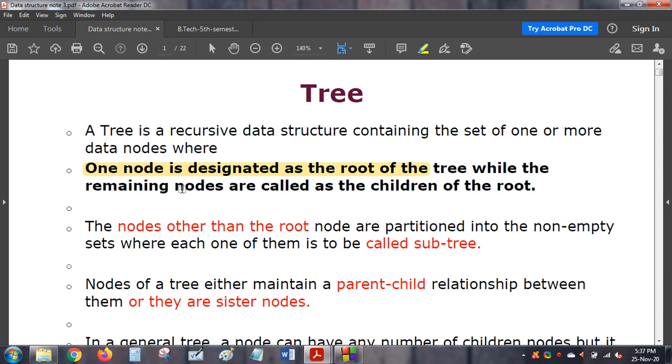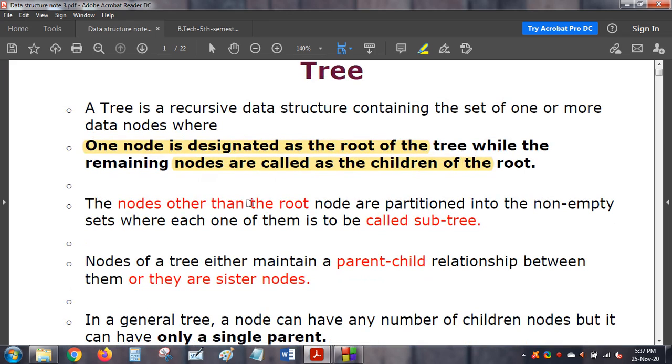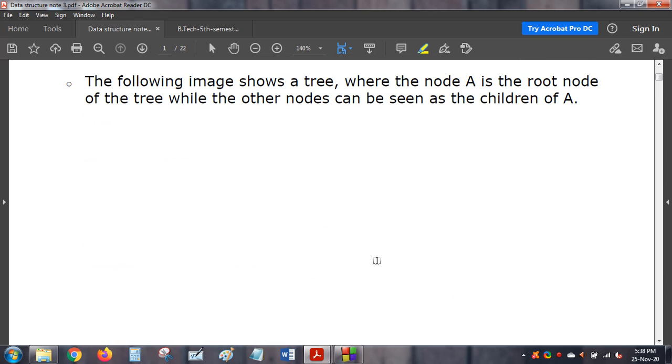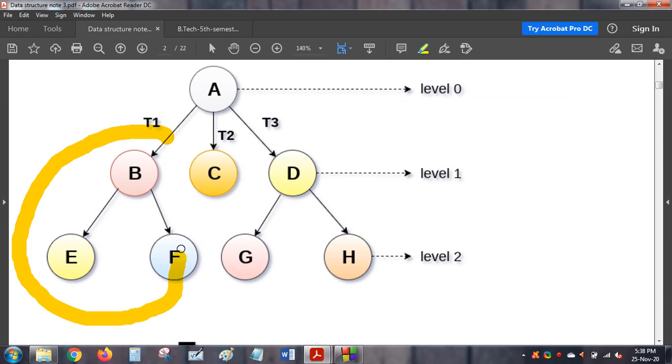The nodes other than the root are partitioned into non-empty sets, where each one of them is called a subtree. So these are the subtrees. This is one subtree, this is another subtree, this is another subtree.